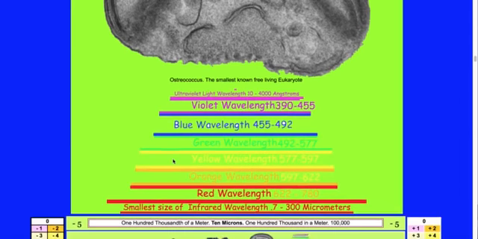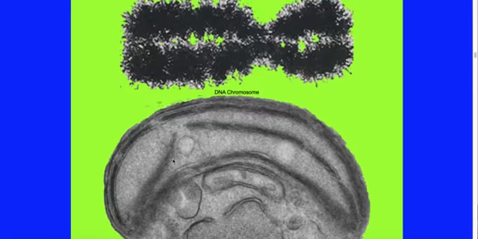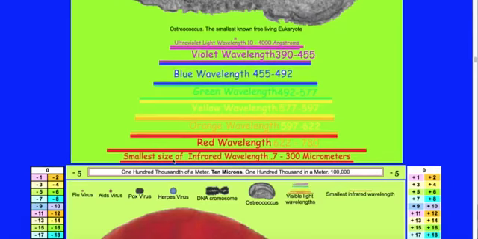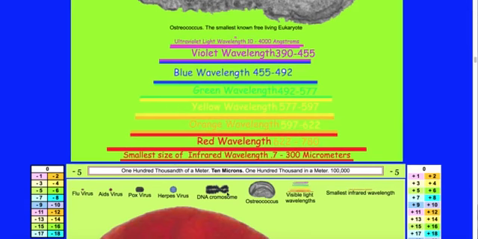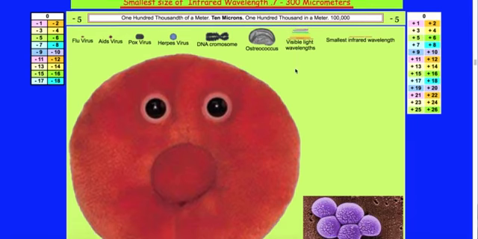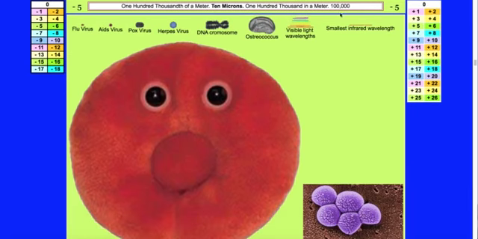Here's the smallest known free living organism, and here we have all of the different color wavelengths that you can see with your eye at -6. So, getting into what we communicate with. Here's the visible light next to a red blood cell, and infrared wavelength is about the same size as visible light, right on the outside of visible light you can see.